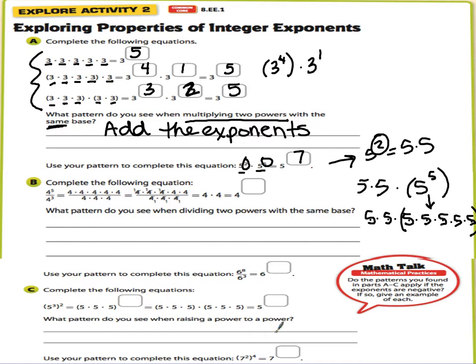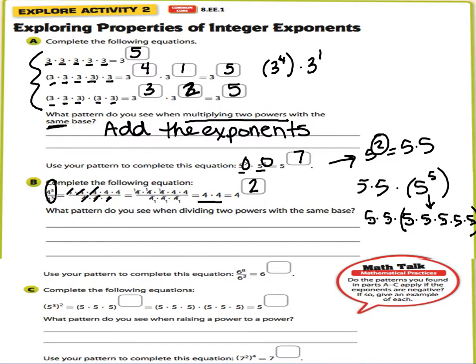With division, I have 4 to the 5th divided by 4 to the 3rd. Well, we know that when we're dividing things, if I have the same thing on top as I do on bottom, I can cancel the things out. So here, if I have 4 to the 5th divided by 4 to the 3rd, these 4's can all cancel each other out. By doing that, I'm left with 4 times 4, which I know is 4 to the second.